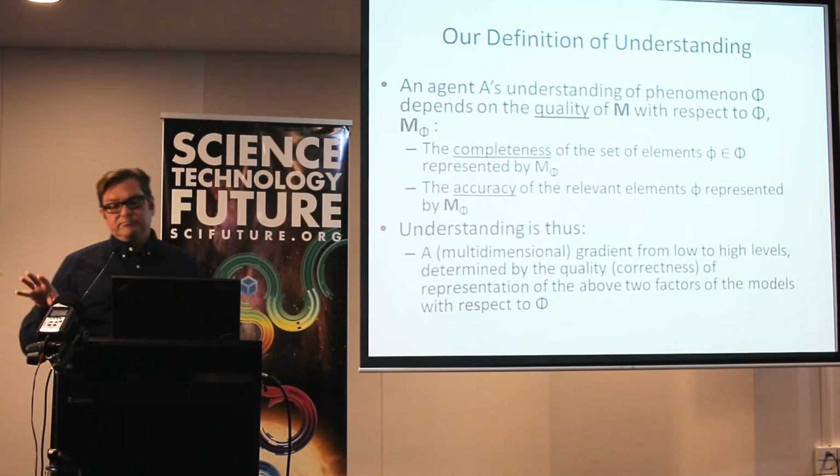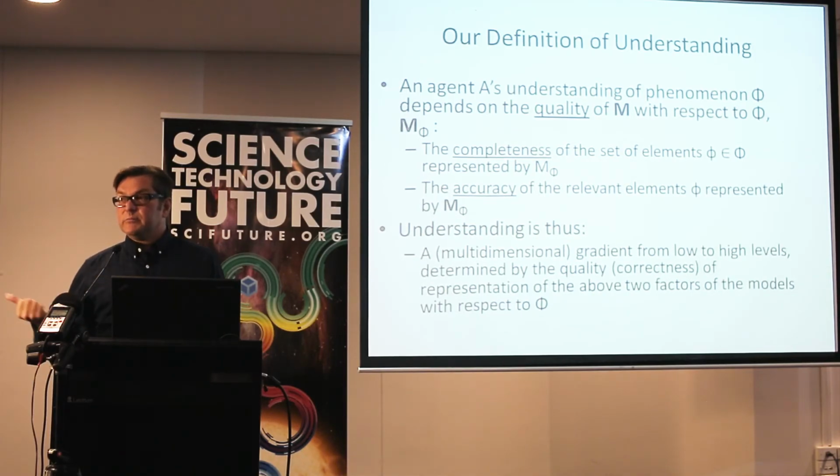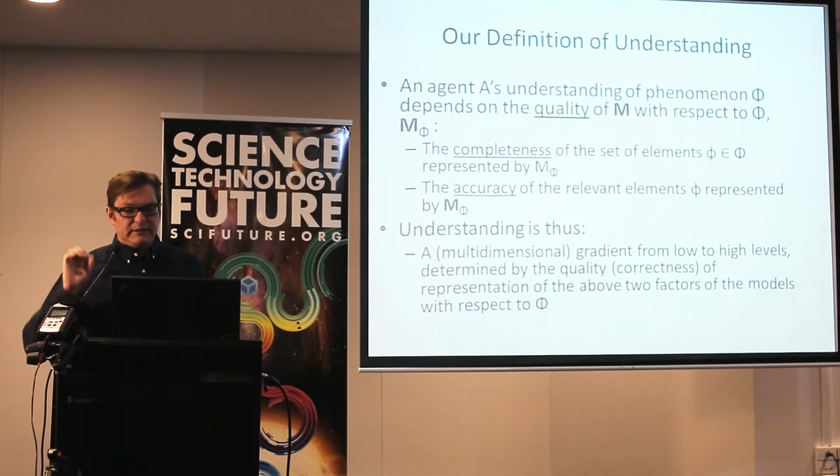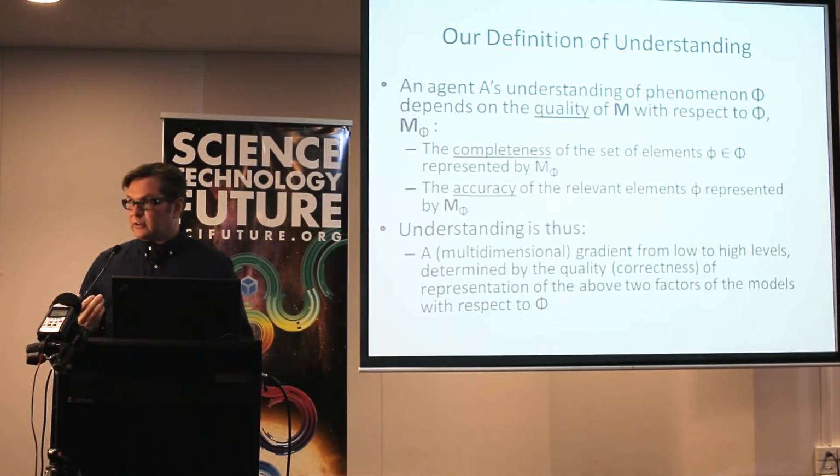And then the second part, and this is just 2 slides really, an agent's understanding of a phenomenon depends on the quality of these sets of models. In terms of completeness, are there any missing relationships, for instance, or are there any missing sub-phenomena that need to be represented? And the accuracy of the representation. So what we have here is a fairly high-level conceptualization of what understanding means, and it gives us this gradient that Pei talked about from little or no understanding to high levels of understanding.